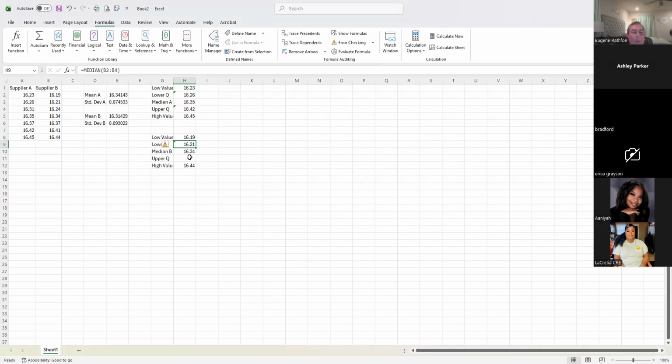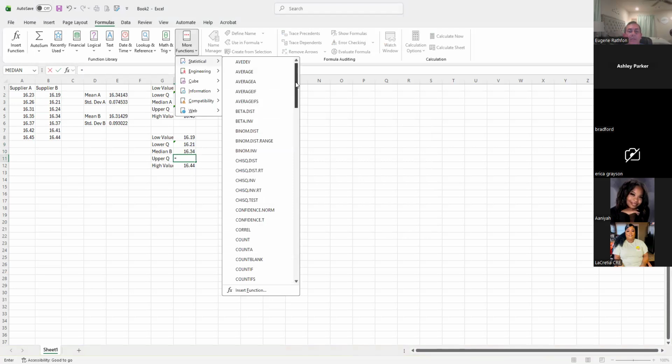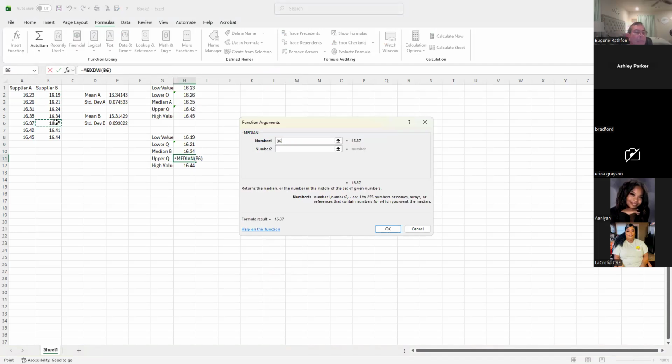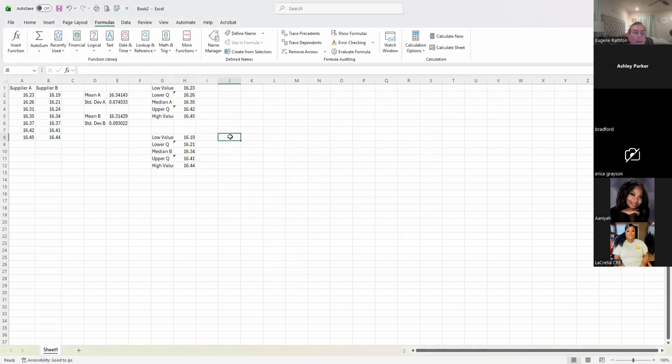And then y'all, my upper quartile, one more time, that's going to equal. So you always got to put equals in there when you're using a formula, okay? More functions, statistical, and go to median. All right, so I'm doing the lower half, so that'll be the lower half and okay. All righty, so I got the data we need for our box plot.